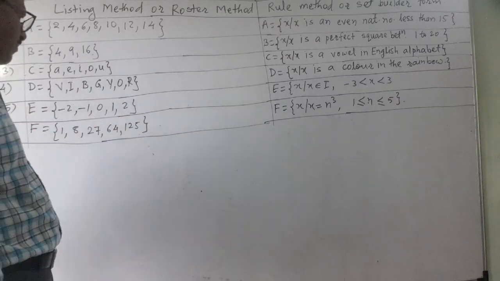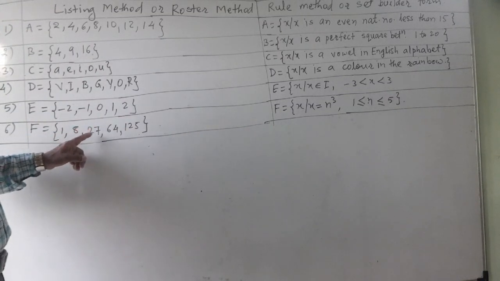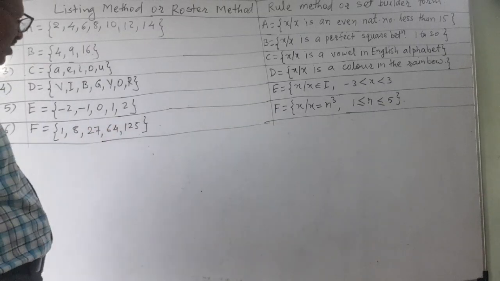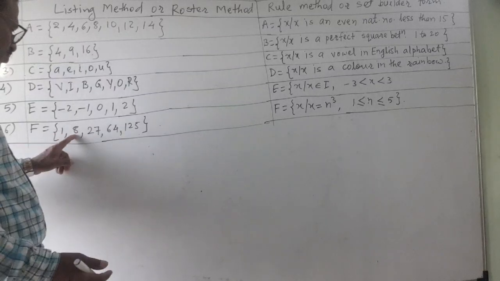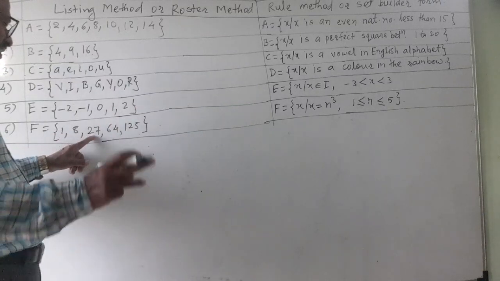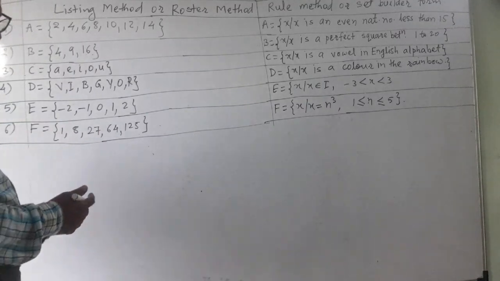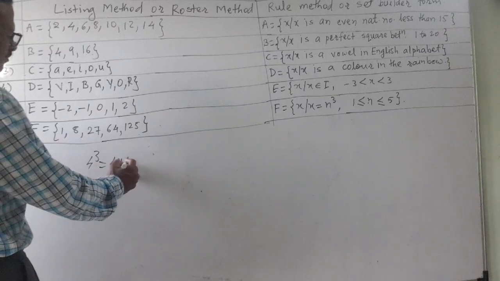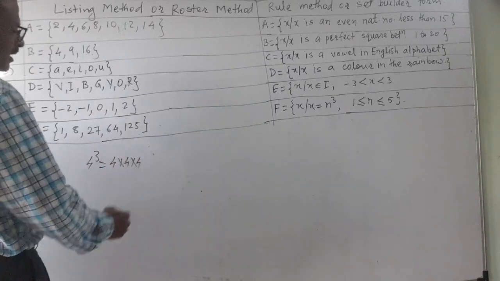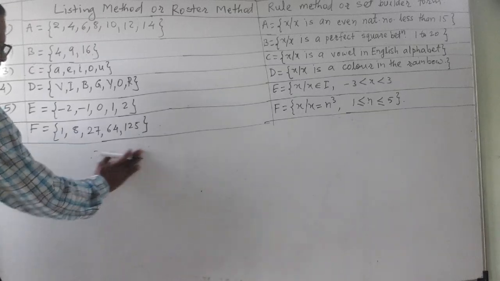Don't forget this. Now F 1, 8, 27, 64, 125. What is this? These are the cubes. 1 cube is 1, 2 cube is 8, 3 cube is 27. Cube means same number multiplied thrice. 4 cube means 4 into 4 into 4. That is equal to 64. This is 5 cube. 5 into 5 into 5 is 125.